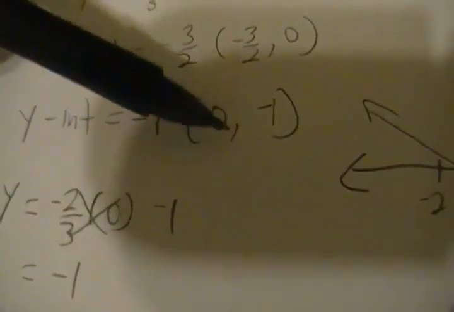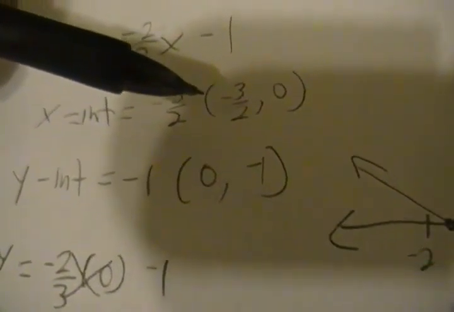Alright. So again, the definition of an x-intercept is the x value comma 0. The y-intercept is 0 comma the y value.